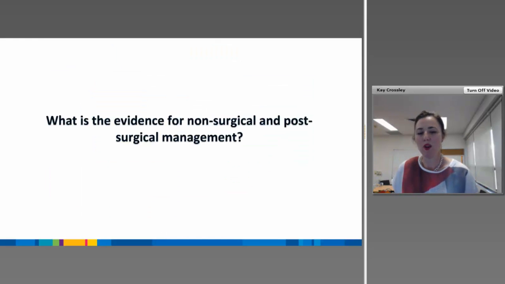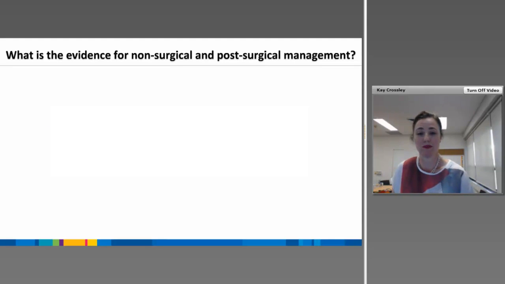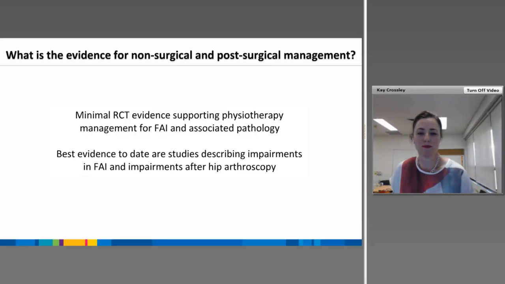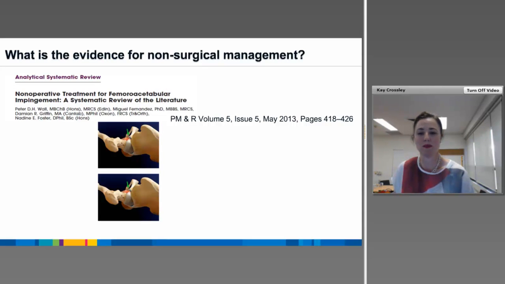So if we keep that model in the back of our mind, what evidence do we have for either non-surgical physiotherapy management or post-surgical physiotherapy management for people with FAI? So what is the evidence at the moment? Well, to date there is no RCT evidence supporting physiotherapy management for FAI or associated pathologies. The best evidence that we have to date are studies that describe impairments in people with FAI and also impairments in people after hip arthroscopy.